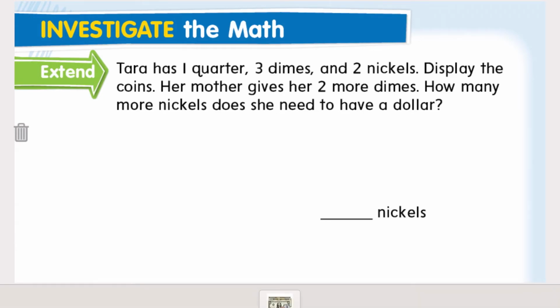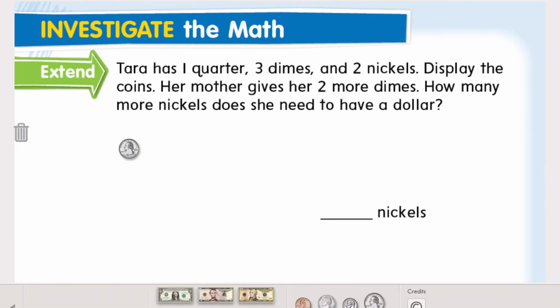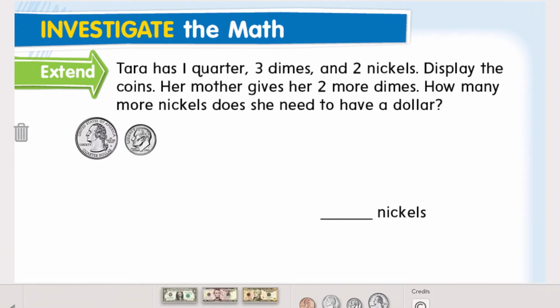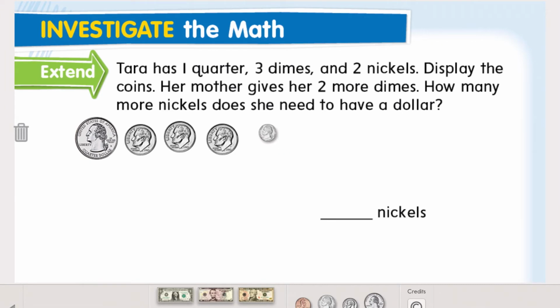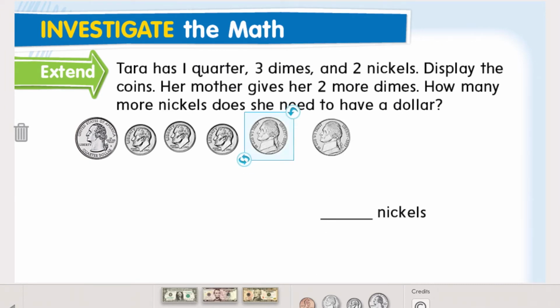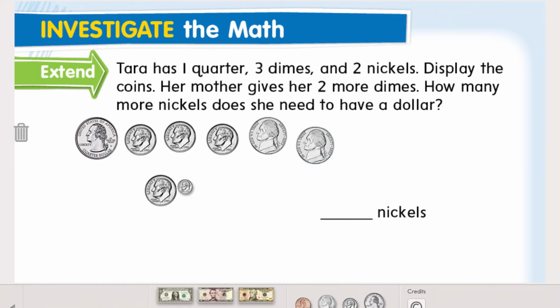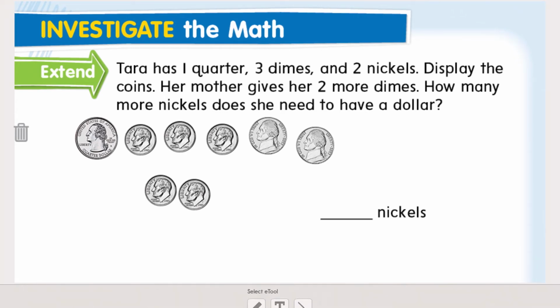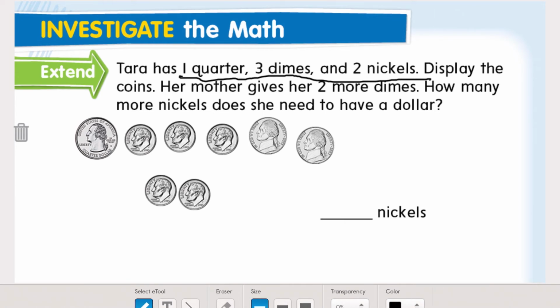Tara has 1 quarter, 3 dimes, 2 nickels. Her mother gives her 2 more dimes. How many more nickels does she need to have $1? Ooh, that's a tricky one. So we know she has 1 quarter, 3 dimes, 2 nickels. We know she gets 2 more dimes.